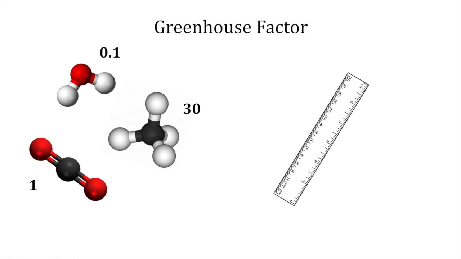So for example, methane has a greenhouse factor of 30, CO2 has a greenhouse factor of 1. So what that means is that in terms of equal ability to absorb infrared radiation, 30 molecules of CO2 equal only 1 molecule of methane. Methane is much more capable and much more able to absorb infrared radiation than CO2 is at a per molecule level.